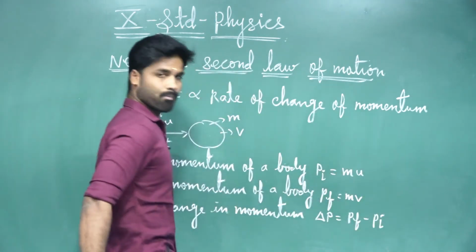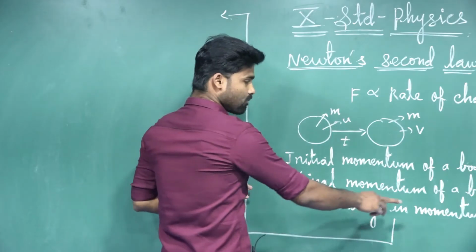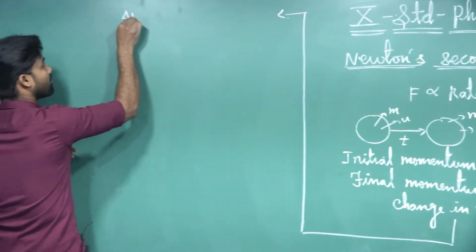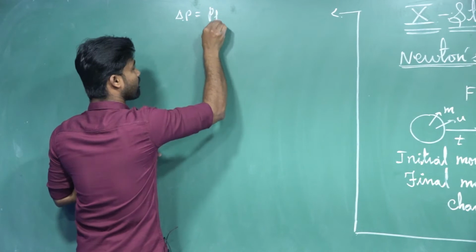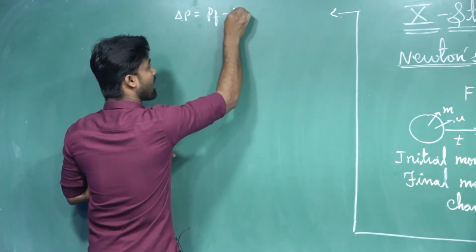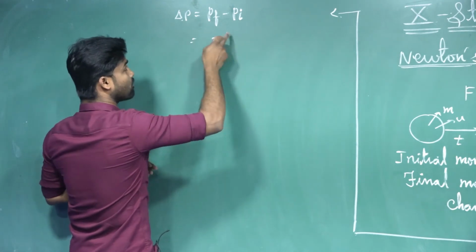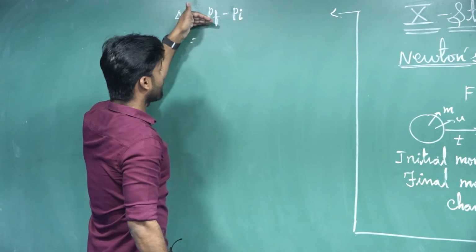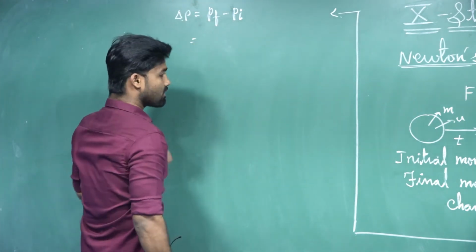So next, the change in momentum. Once more, del p equals p suffix f minus p suffix i. We should apply the values here. We already found the values for pf and pi, so substitute them into the formula and see what we get.